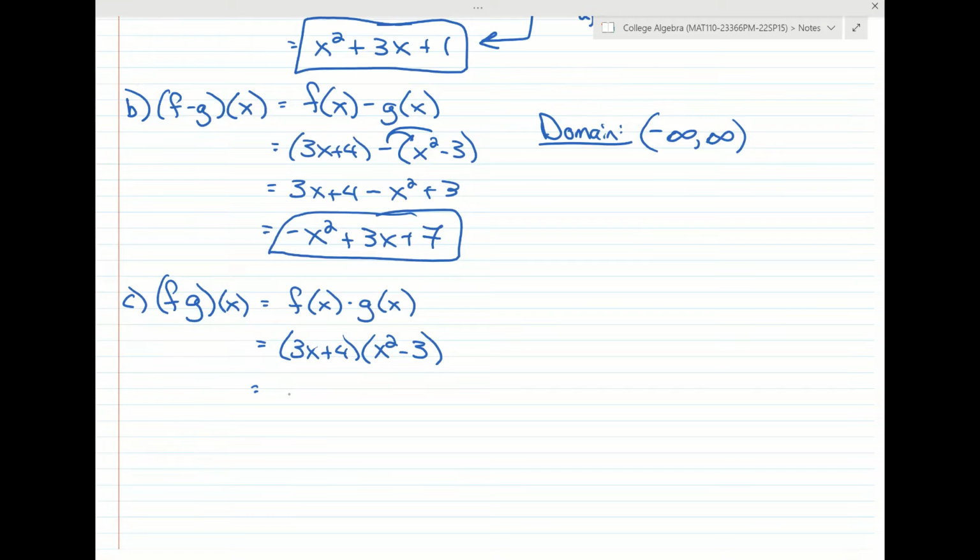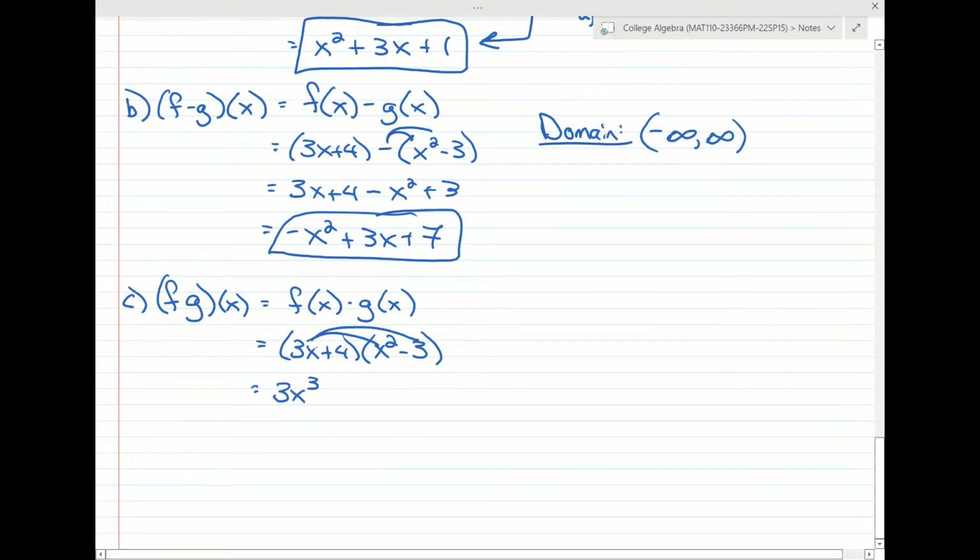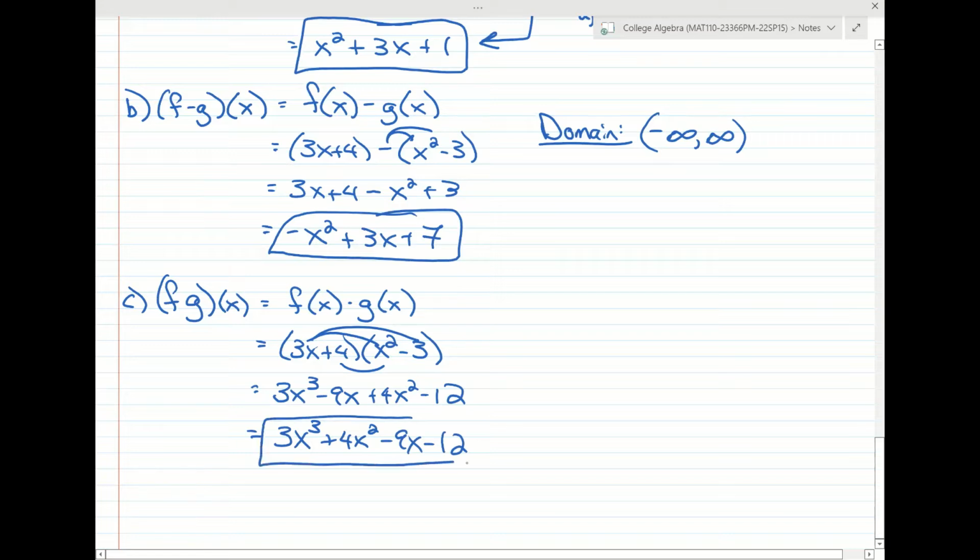Go ahead and distribute. 3x times x squared is just 3x to the third, minus 9x, plus 4x squared, minus 12. I'm writing these terms in descending powers. So we get 3x to the third plus 4x squared minus 9x minus 12. There are no domain restrictions. If there's no denominator, there's no radicals, we just say all real numbers.